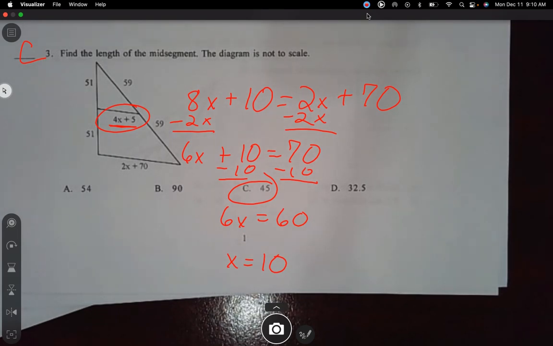Can I erase or are we writing? We're good? Okay. Are we sure? Don't forget, it's also recorded.